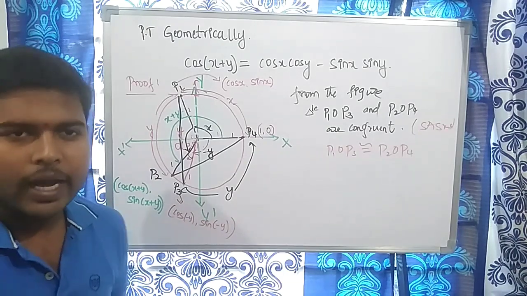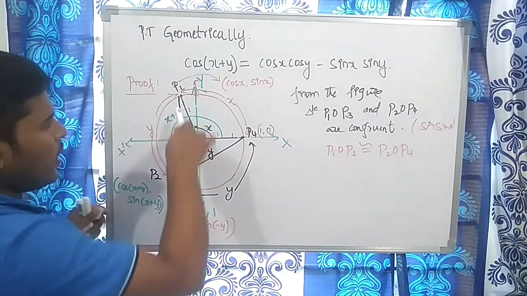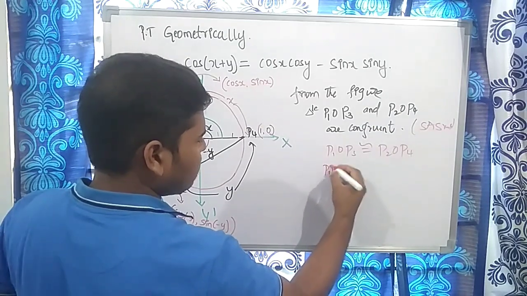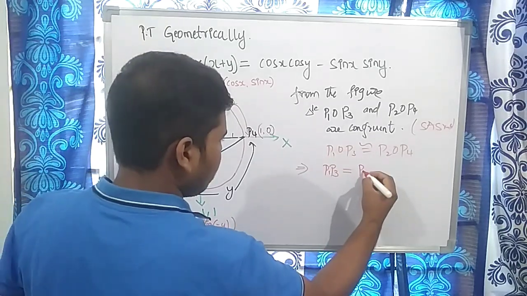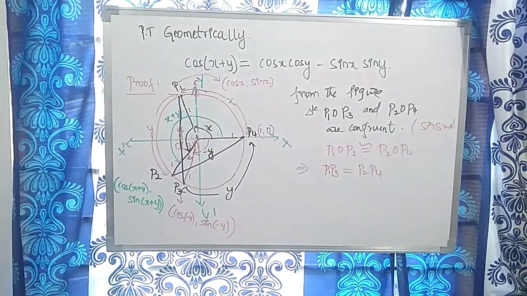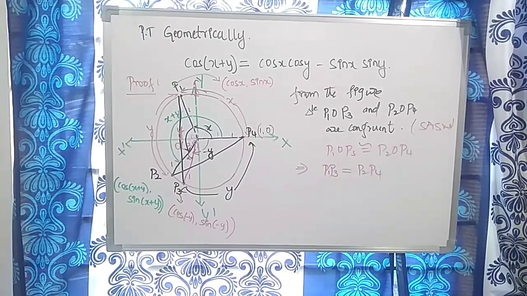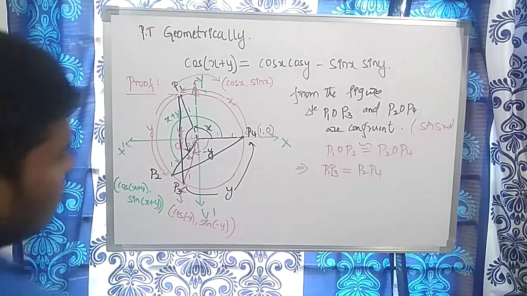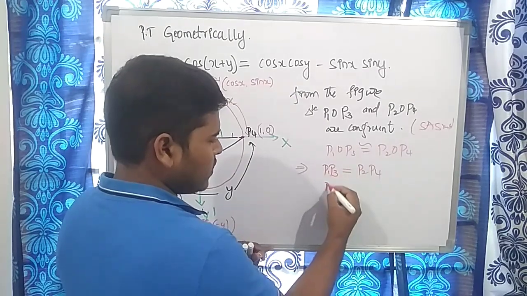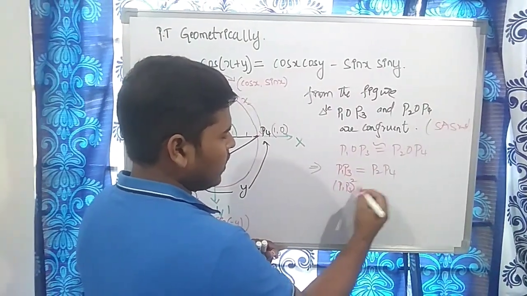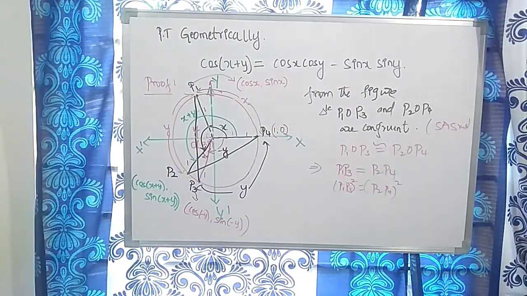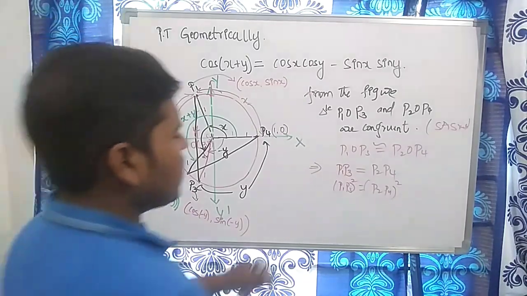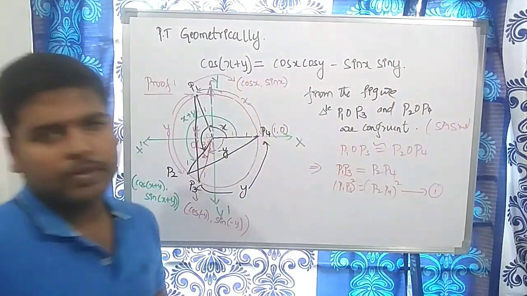Now the calculation part. I am taking two corresponding sides, which implies P1 P3 is equal to P2 P4. Then apply square on both sides here. You will understand why I am taking this. P1 P3 whole square is equal to P2 P4 whole square. Take this as equation 1. For calculation purposes, it will be easy.